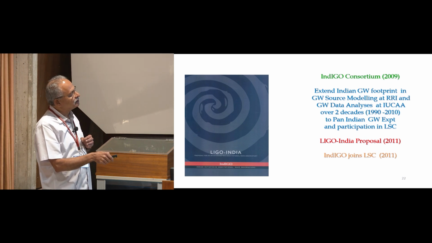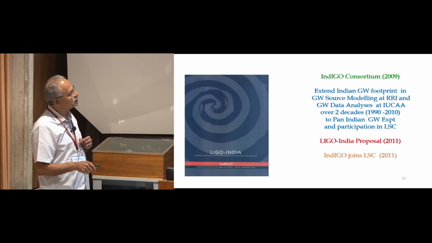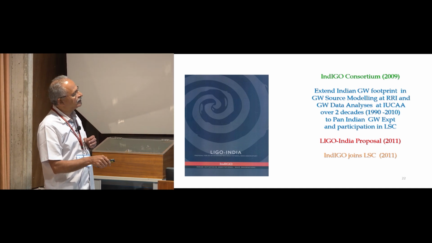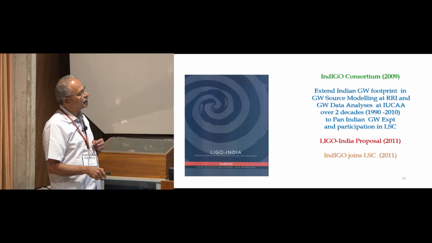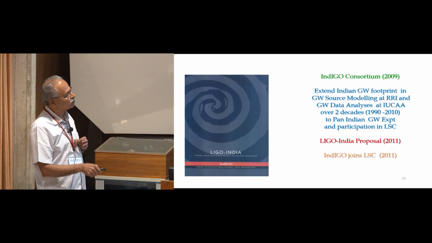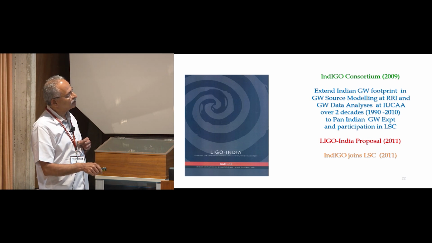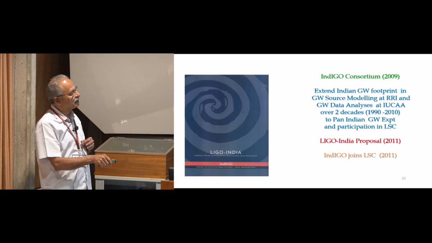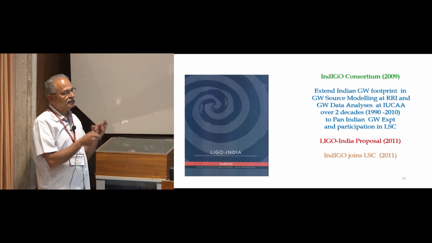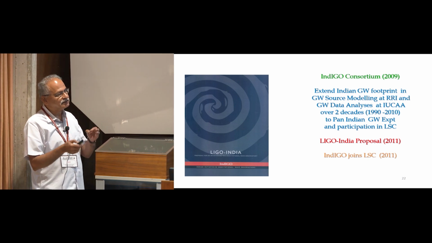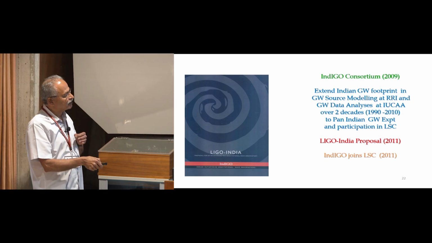So in 2009, a consortium was formed in India which was called the Indigo Consortium. The idea was that we have a community doing source modeling and data analysis, but maybe now it's the time to really plan for a gravity wave experiment and participate in the data analysis happening in the LIGO Scientific Collaboration. So this was the mandate of the Indigo Consortium, and therefore when the opportunity emerged in 2011, we made the LIGO India proposal, and the Indigo Consortium became a member of the LIGO Scientific Collaboration. What that means is, whenever LIGO takes data, that data is accessible to us and we can do the science which is possible even though we don't have our own detector.